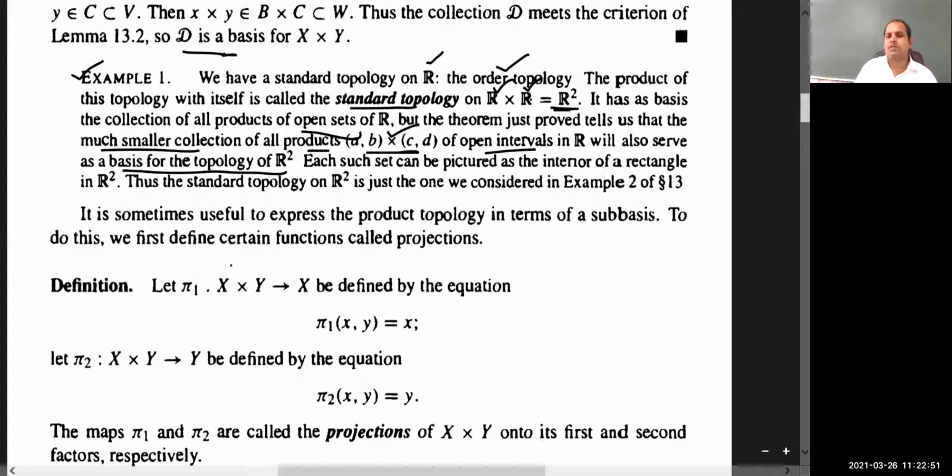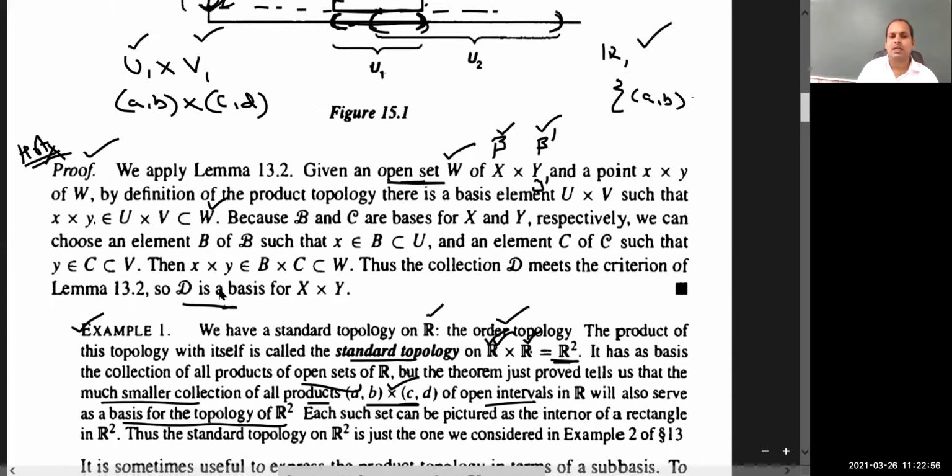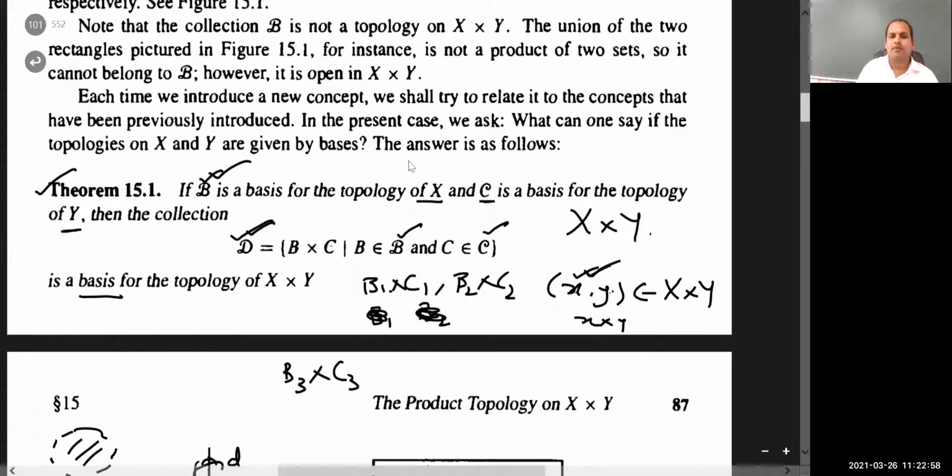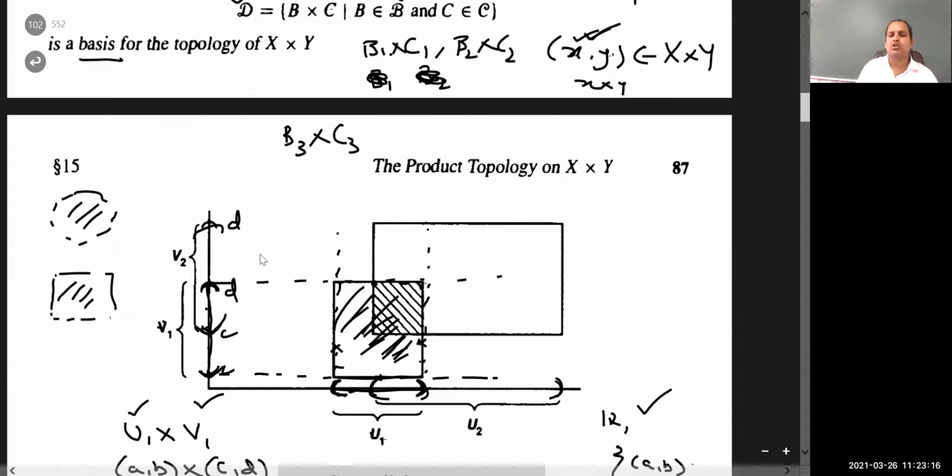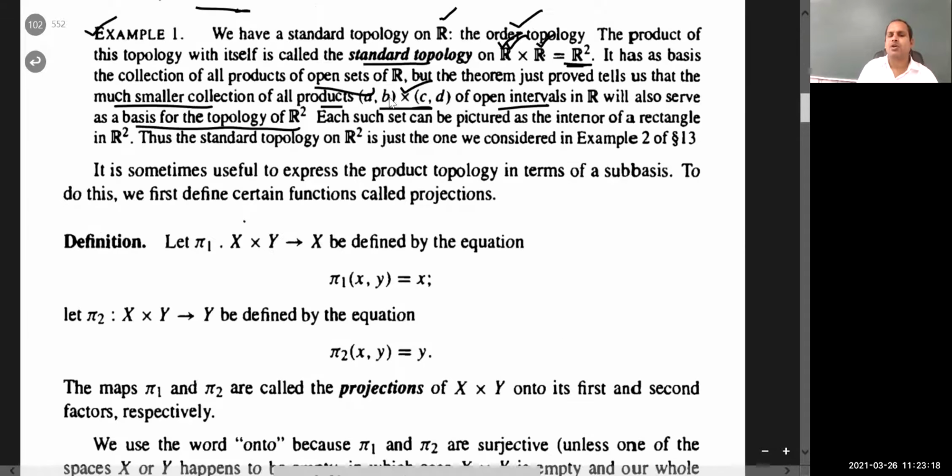So I have already discussed that, because according to this result, if we know the basis of X, let it be given by script B, a basis generating topology on Y given by script C, then the collection of all the Cartesian products of the basis members of script B and script C is going to generate the topology for X cross Y. So using that, it is written here that the collection of all the members of the type AB cross CD is going to generate the topology of R2.